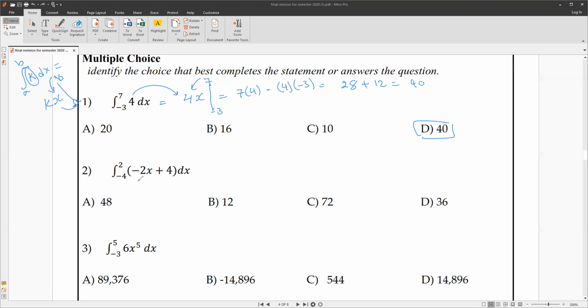Okay, for this one, in the same way, I have to find the antiderivative. All of you just apply the rule of integration. How to integrate this one? I can find the integration here at the right. It will be -2x to power 2 over 2 plus 4x. To simplify it first, it will be -x squared plus 4x. Don't forget the power rule of integration. x to power n with respect to x will be x to power n plus 1 over n plus 1 plus constant.